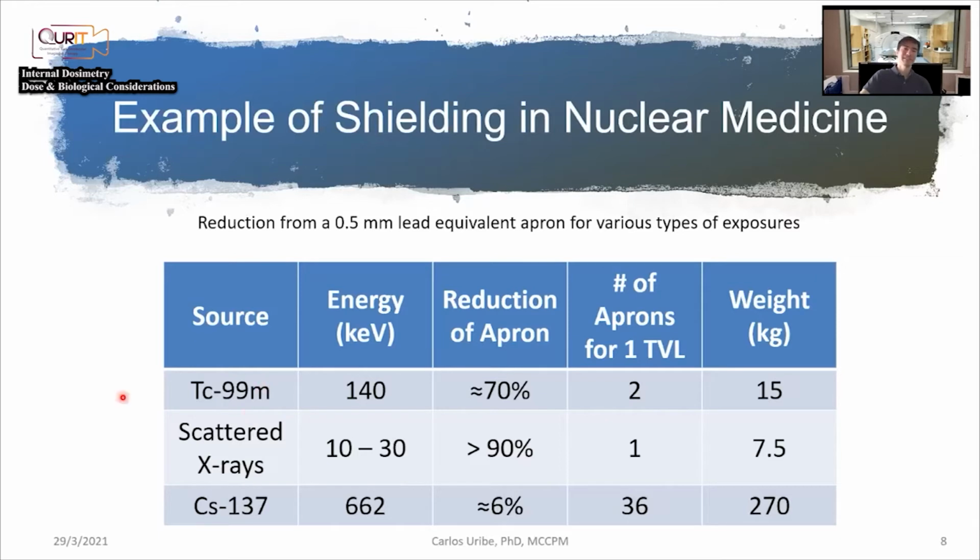So look, for technetium-99m it is common to use aprons, also for the scatter. But if you think about a PET department, in PET, we've seen that we deal with photons of 511 keV, that's closer to cesium. Those aprons won't really do much for you. So when you walk around a PET facility, the technologist is there, you won't really see them wearing aprons. Aprons won't really do much for that.